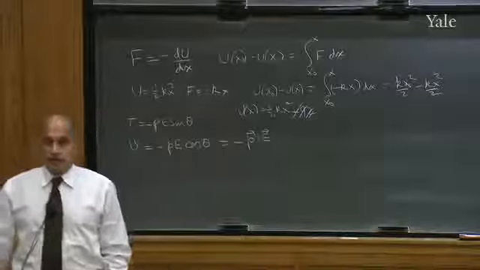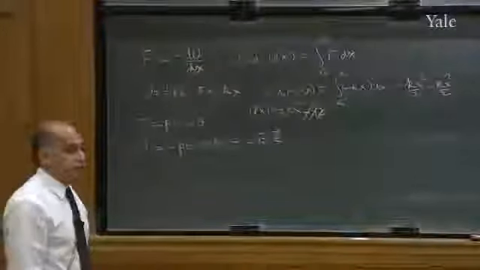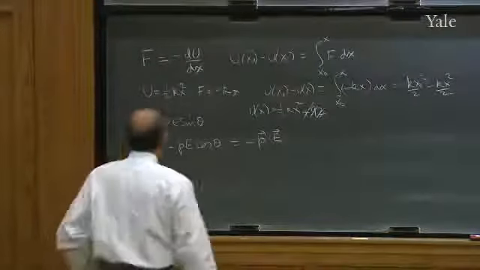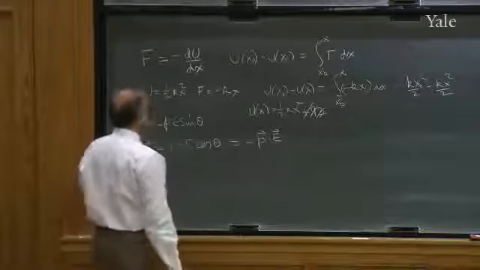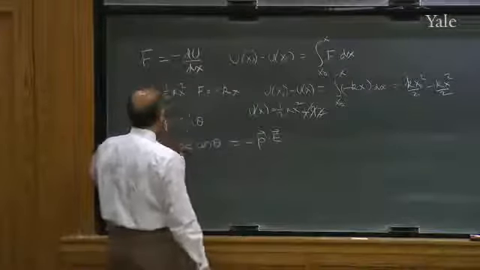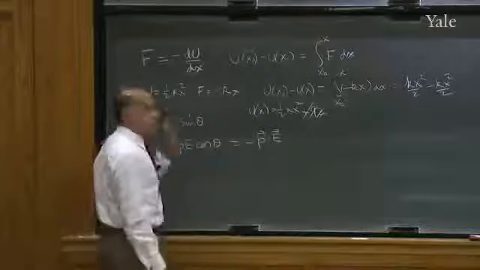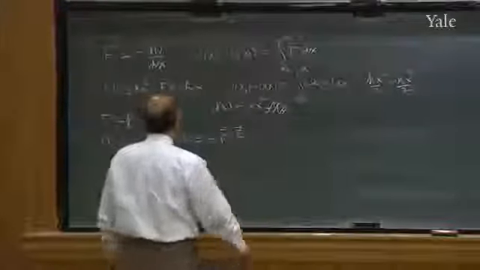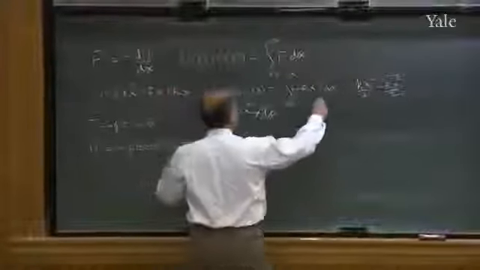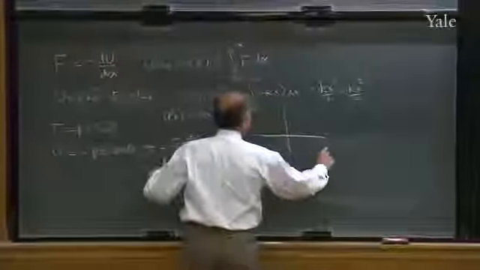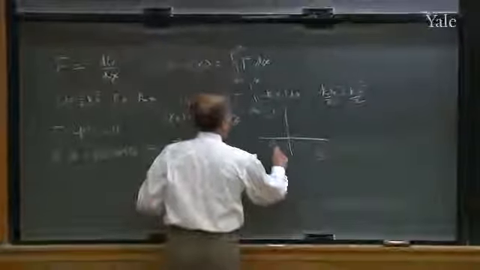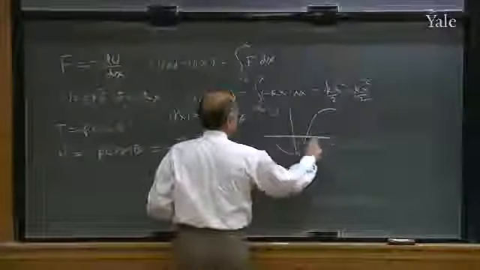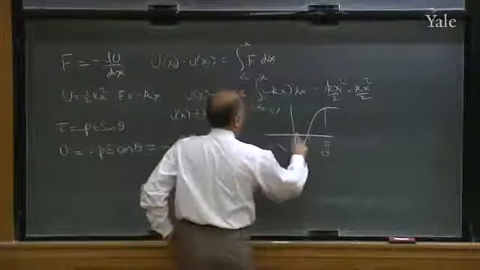So that's the end of what I did last time. Okay? The potential energy is proportional to the dot product of P with E. The torque is equal to the cross product of P with E. And what this P E cos theta means, if you plot it as a function of angle, it will look like this. This is pi, and this is 0.